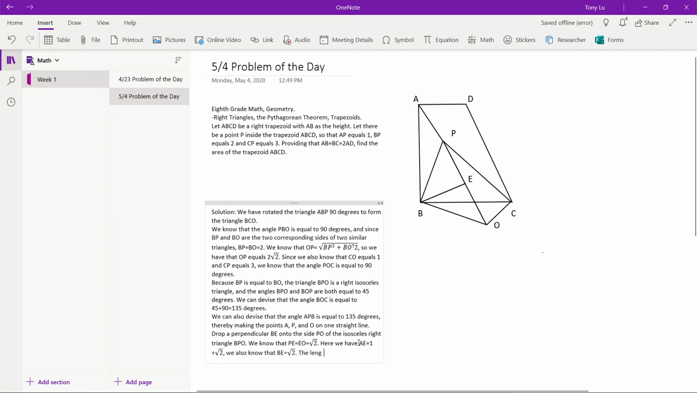The length of AB is going to be the square root of the square root of 2 squared plus parentheses 1 plus the square root of 2 squared. I calculated this earlier. However, we don't actually have to find out the exact length of AB.